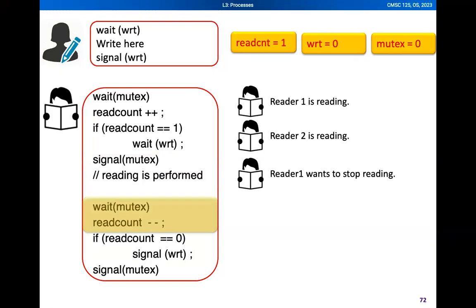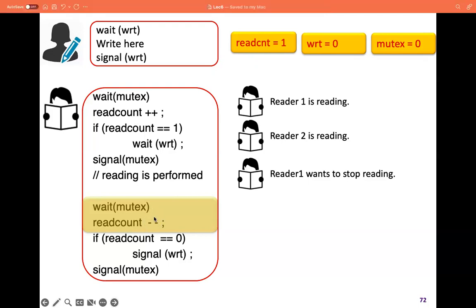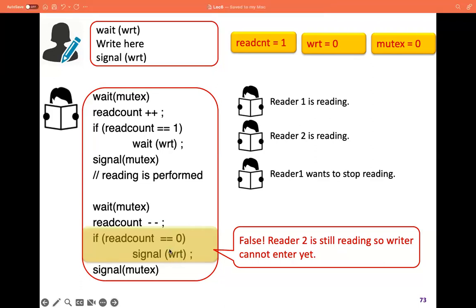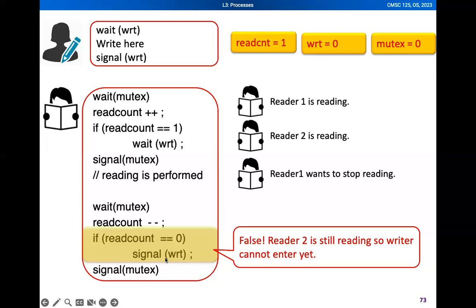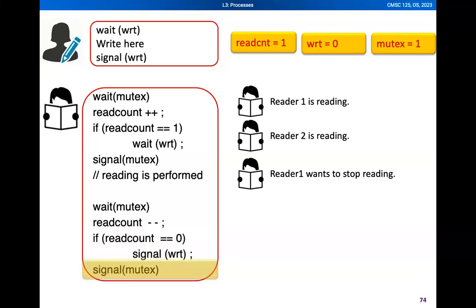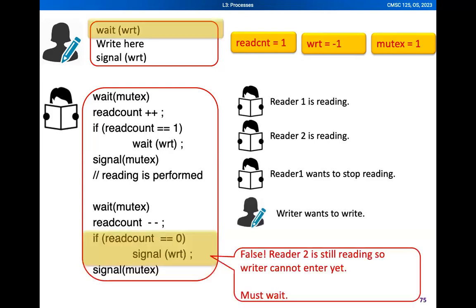And after that, reader 1 wants to stop reading. So it decrements the read count variable. So you can see the read count is now 1. And if the read count is equal to 0, then we release the write semaphore, or send a signal to the write semaphore, signaling the writer that it can now write. However, reader 2 is still reading and read count is equal to 1, as you can see here. So the writer cannot enter its critical section yet. Okay, and it signals the mutex since it's done modifying the read count variable.